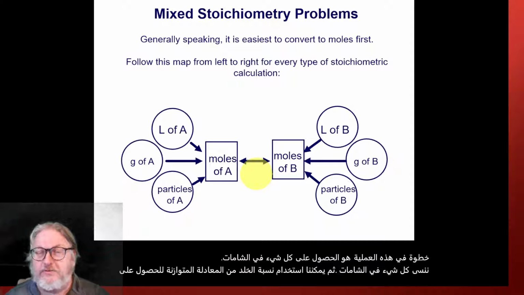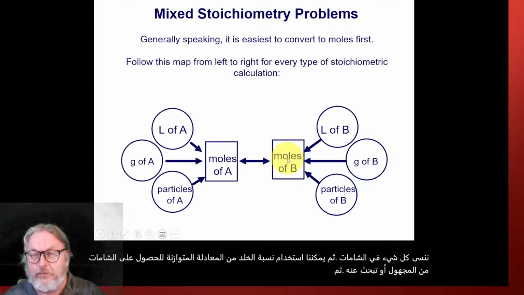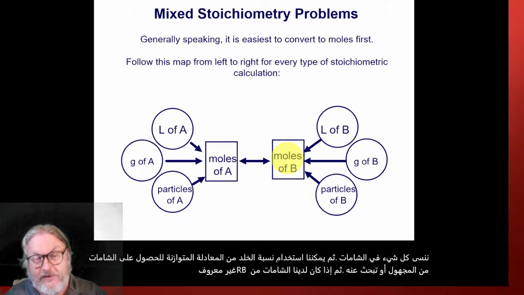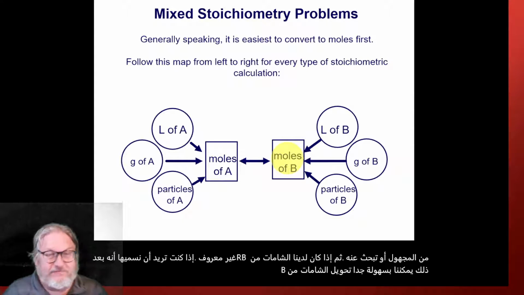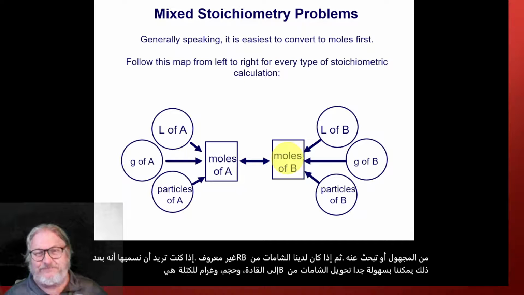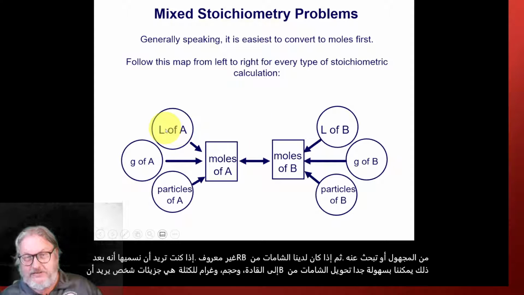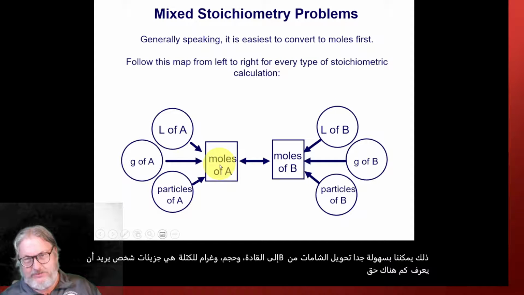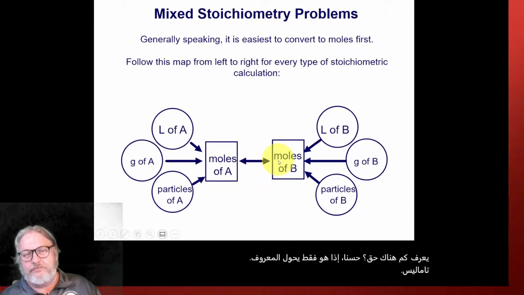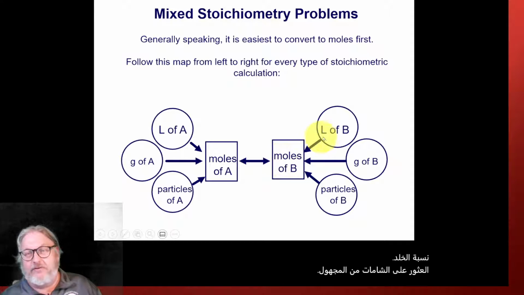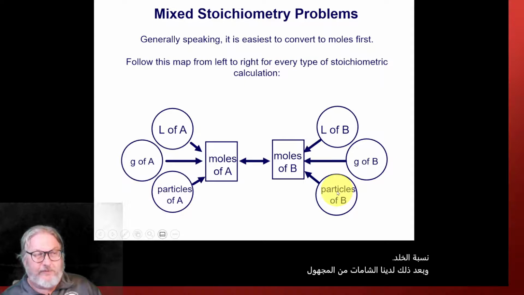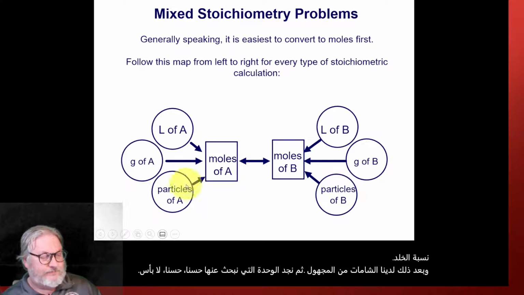Then if we have the moles of the unknown, or B, if you want to call it that, then we can very easily convert the moles of B to the liters for volume, the grams for mass, or the particles if somebody wants to know how many are there, right? Okay, so it's just convert the known to moles, mole ratio, find the moles of the unknown, and then we find the unit we're looking for. Okay, so not too bad.